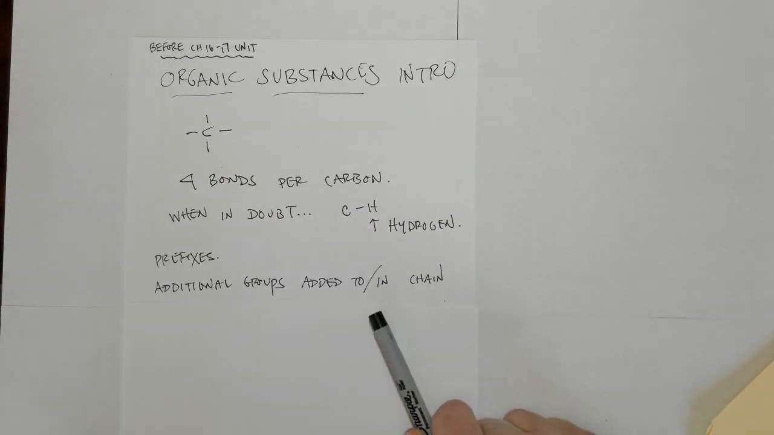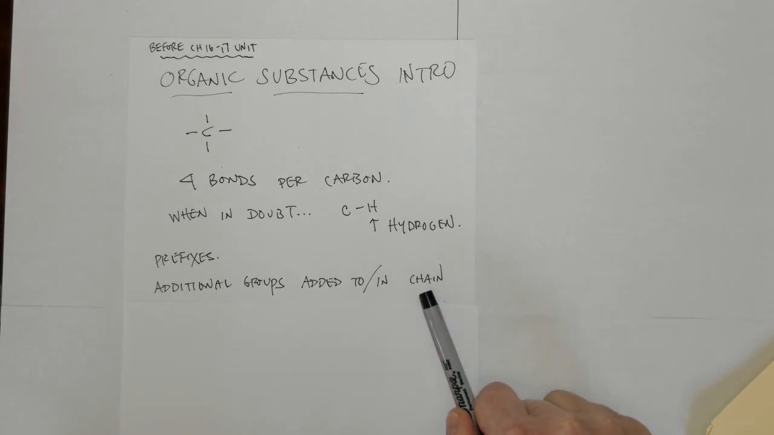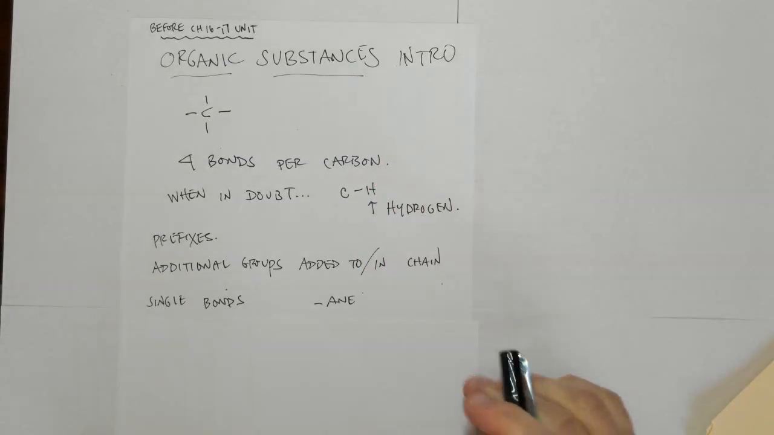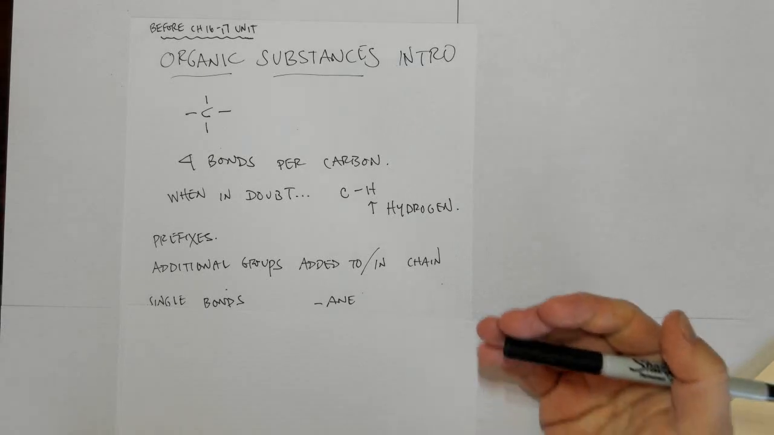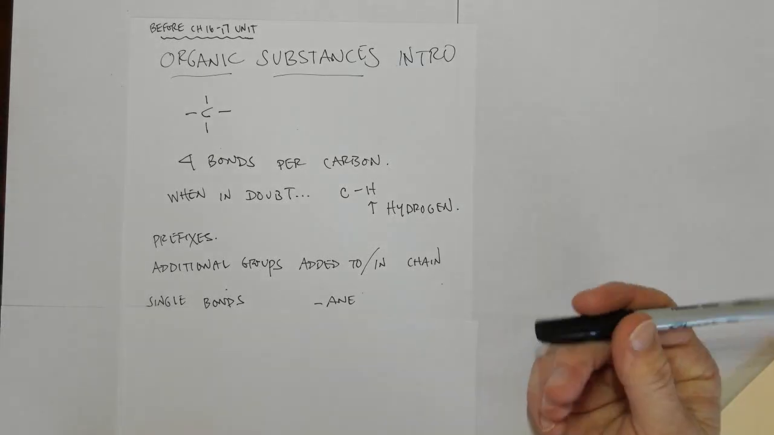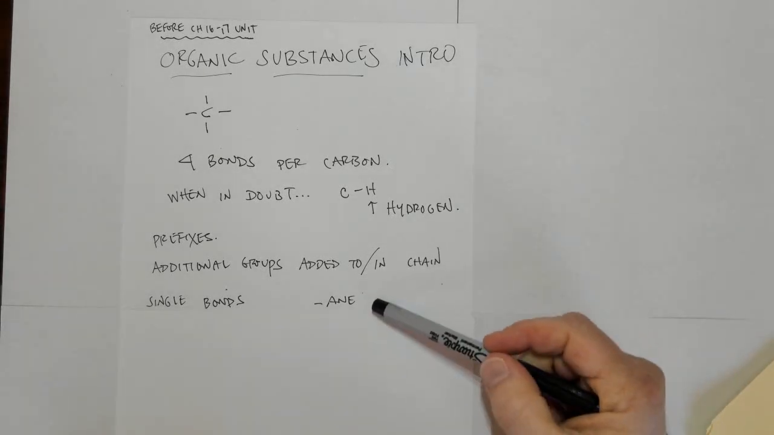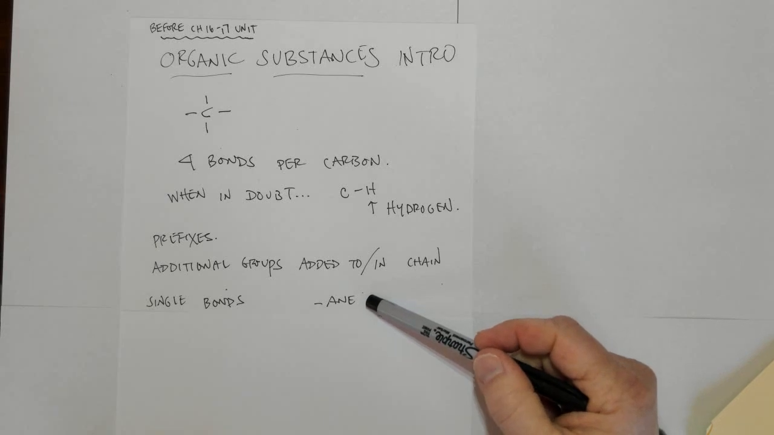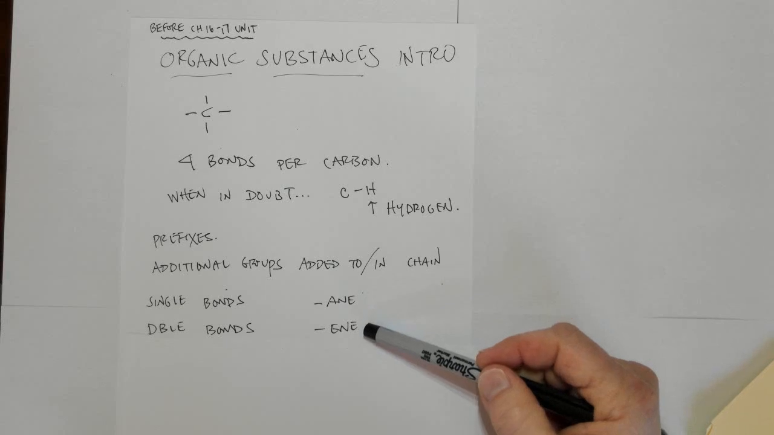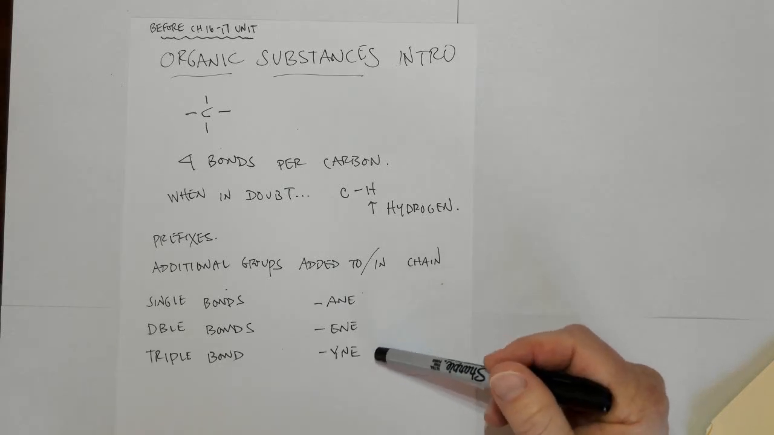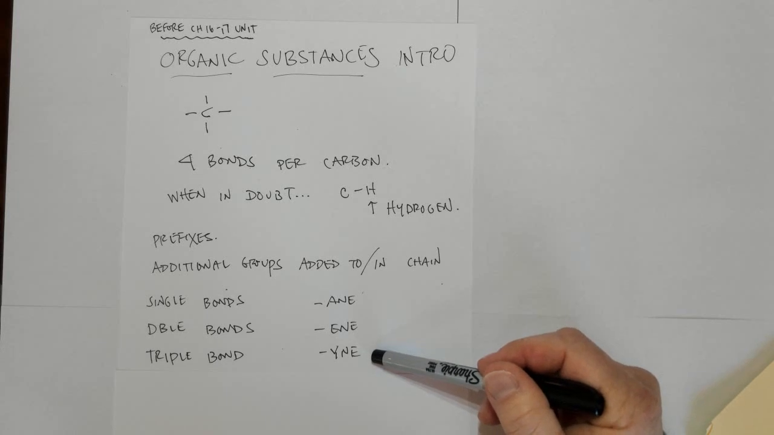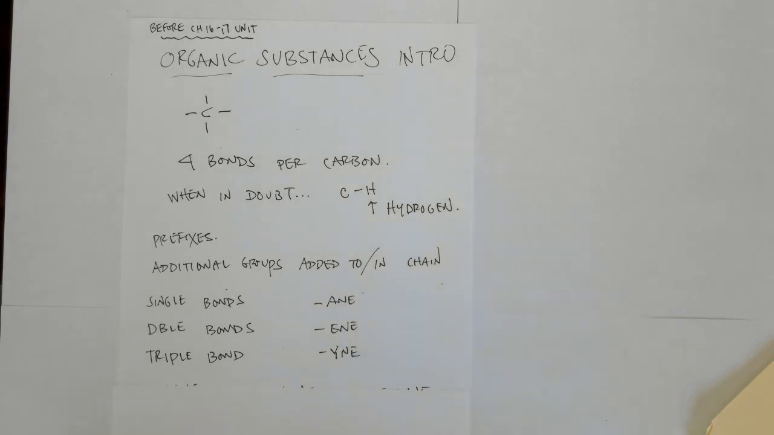Additional groups can be added on or into a chain of carbons, and these different groups or ways that they are bonded in the chain give them the suffix. And so if they're composed of only single bonds, they have an -ane ending. They're called alkanes. Double bonds, they have an -ene ending. They're called alkenes. And if they have a triple bond in them, they're called alkynes and have a -yne ending.